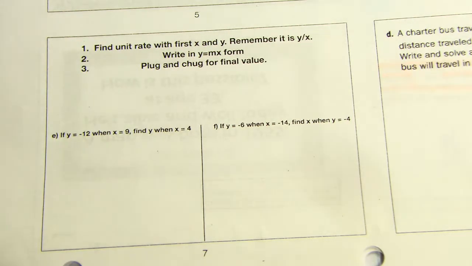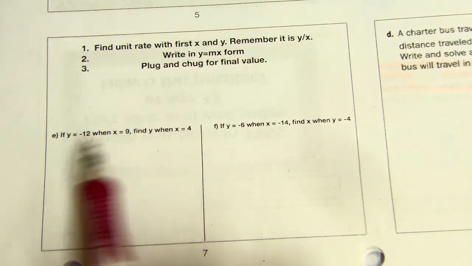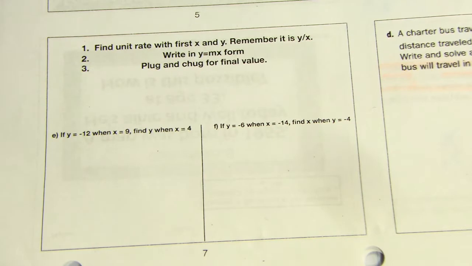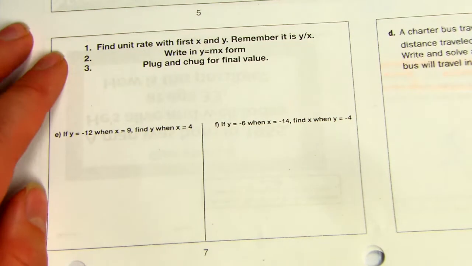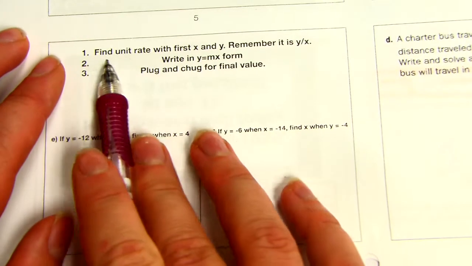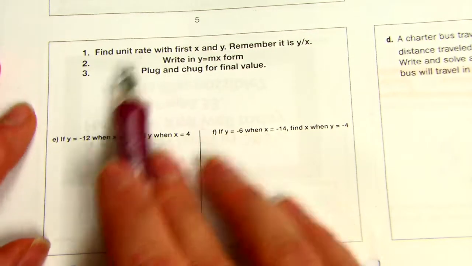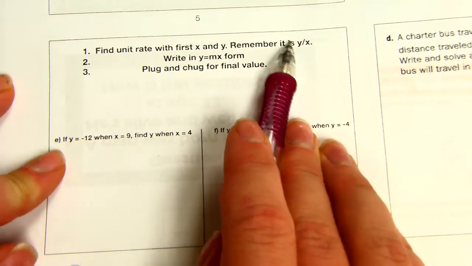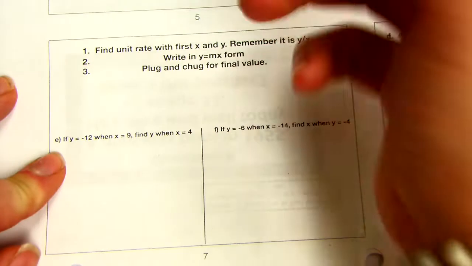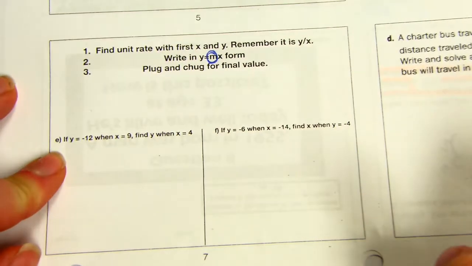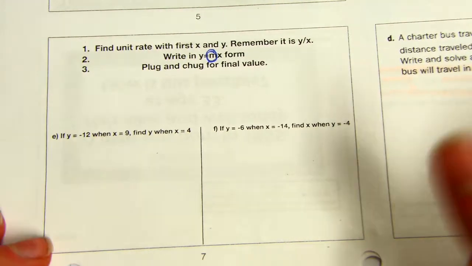These next ones are going to be the same thing but without words. So it's telling us to write each of these problems in a direct variation equation, and I wrote out some steps here for that. So the first thing we're going to do is find the unit rate with the first x and y. So remember, it's y over x. Then we're going to put it into y equals mx form, where we replace the m. Plug and chug for the final value.